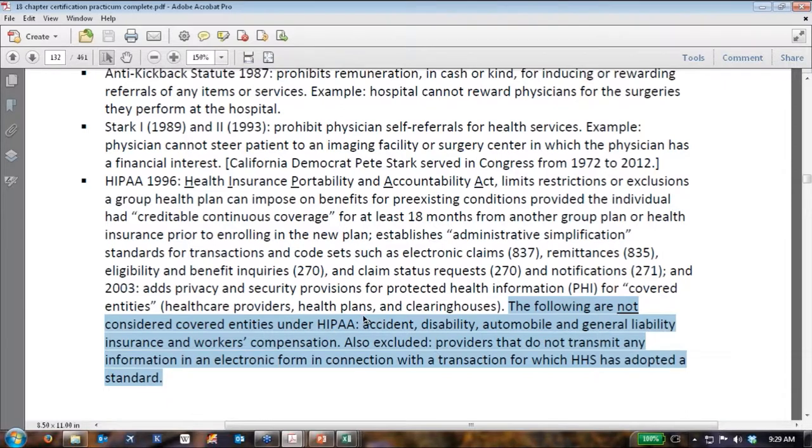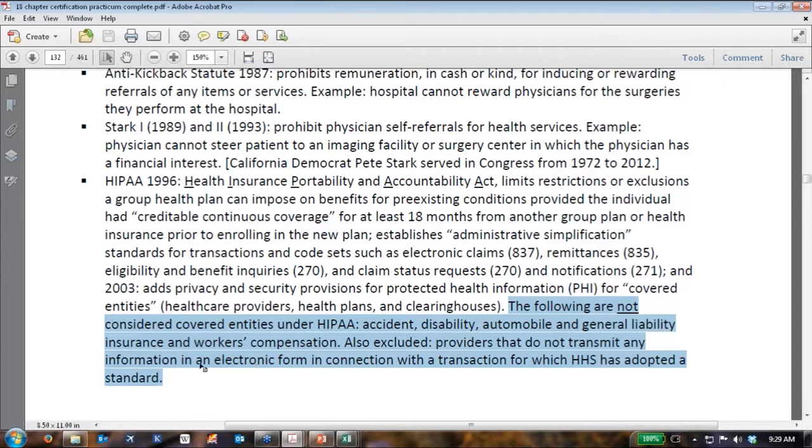Accident policies, disability policies, auto insurance, general liability, and workers' comp are not covered entities under HIPAA. Also not covered entities are organizations that don't submit claims in an electronic format, okay? They are not covered entities, but most organizations will be covered entities with these exceptions.